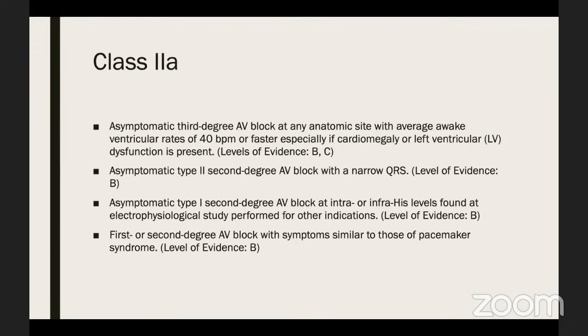In class 2A: asymptomatic third degree AV block at any anatomical site with an average awake ventricular rate of 40 beats per minute or faster, especially if cardiomegaly or left ventricular dysfunction is present. Asymptomatic type 2 second degree AV block with narrow QRS. Asymptomatic type 1 second degree block at the intra or infra-His level. First or second degree AV block with symptoms similar to those of pacemaker syndrome.